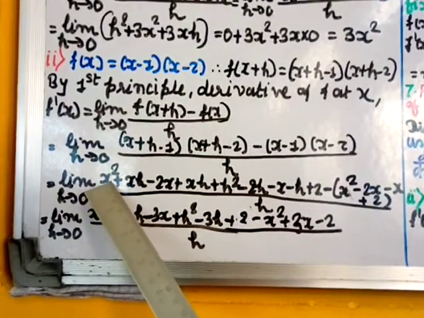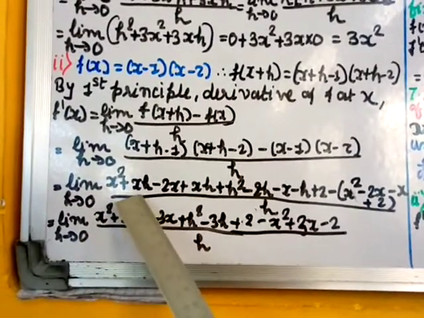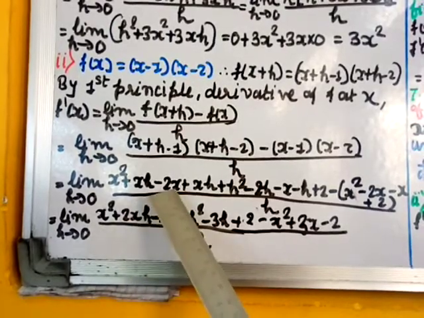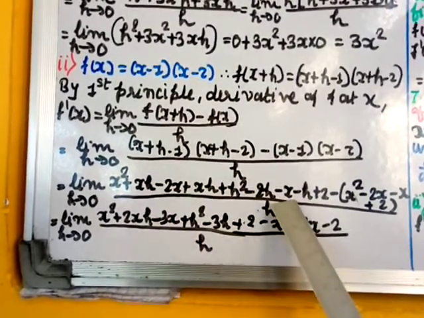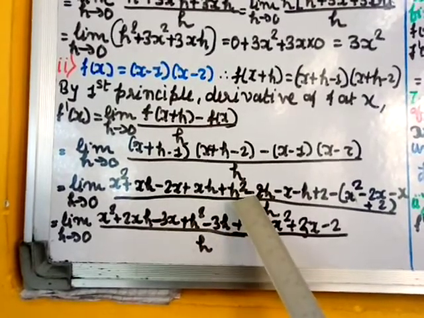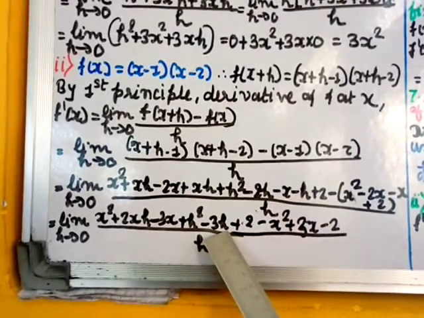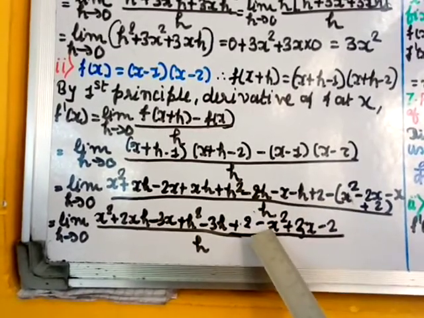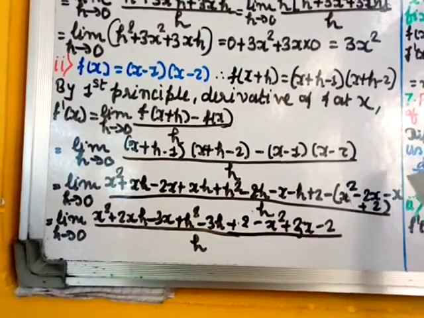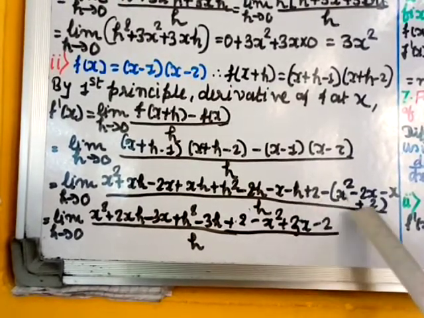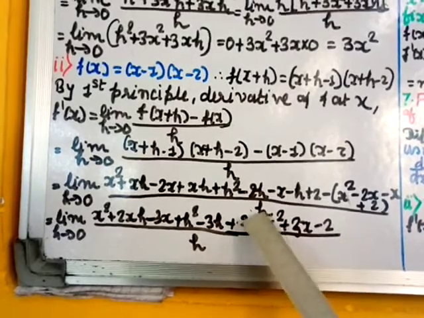Now here x square as it is, xh plus xh gives you plus 2xh, minus 2x and minus x gives you minus 3x, plus h square, minus 2h minus h gives you minus 3h plus 2. Please open the bracket. So minus x square, minus 2x minus x is minus 3x, multiply this minus, so plus 3x plus 2 into minus gives you minus 2, divide by h.